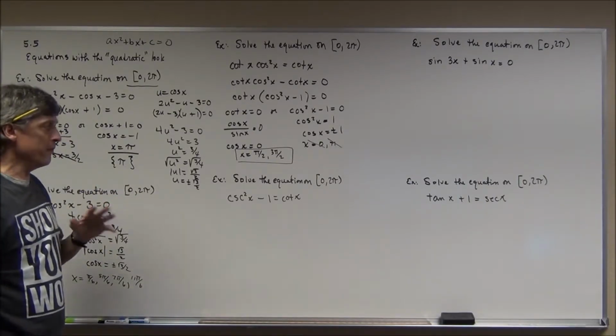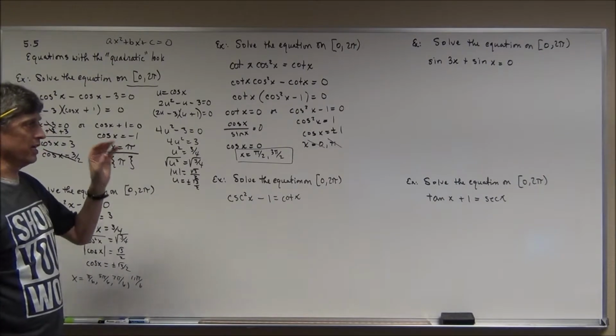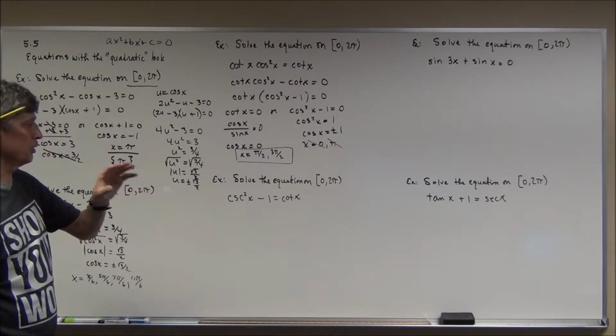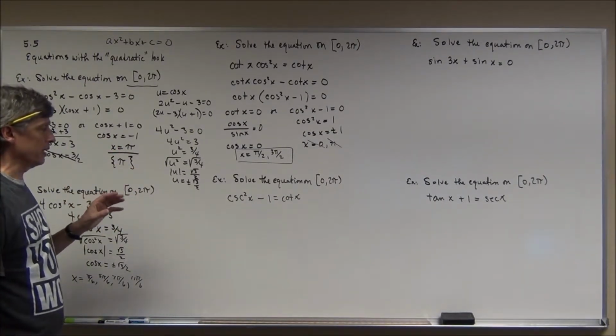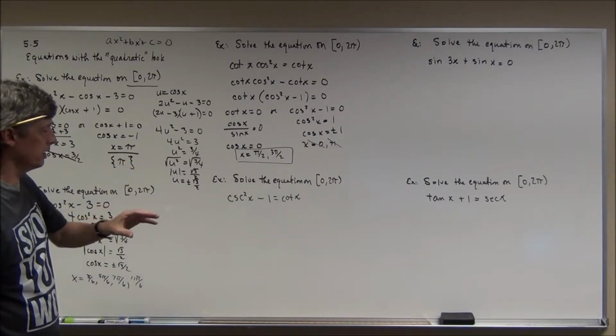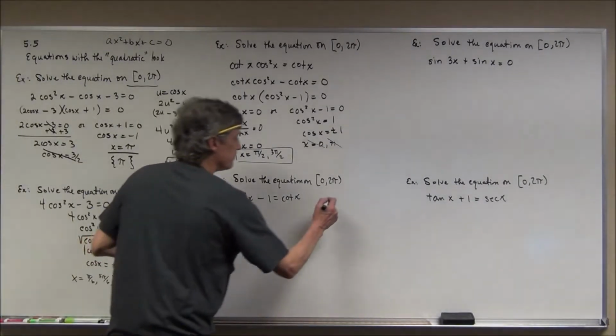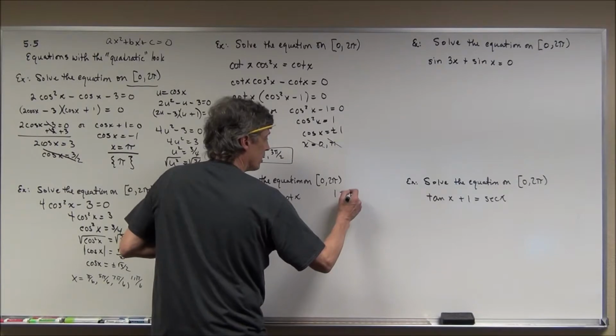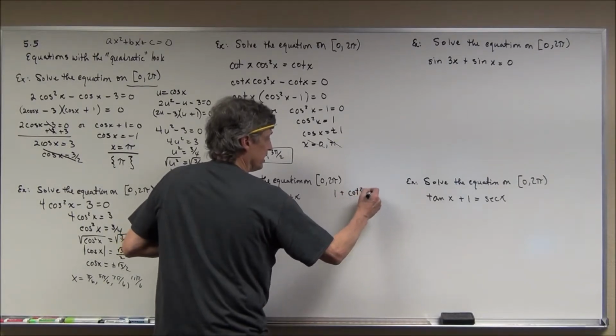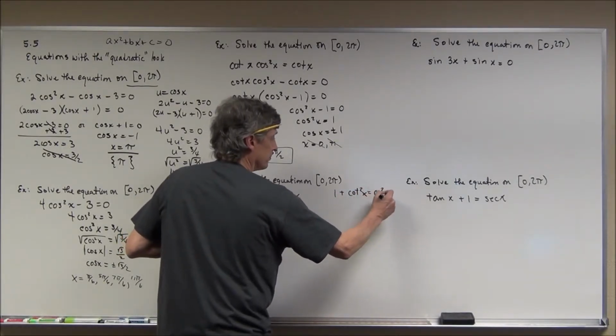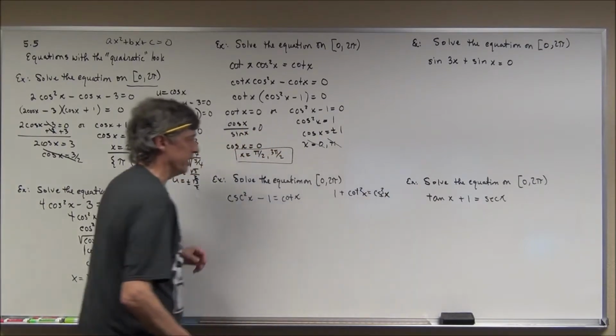You have 3 Pythagorean identities. You have sine squared x plus cosine squared x equals 1, tangent squared x plus 1 equals secant squared x, and you have 1 plus cotangent squared x is equal to cosecant squared x. Oops, cosecant squared x. Got to get that extra c in there.